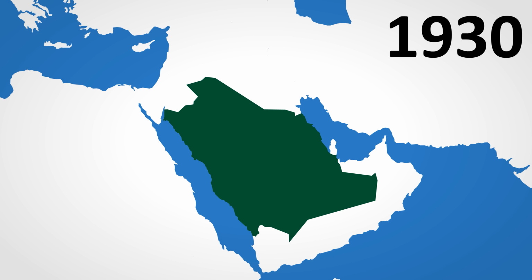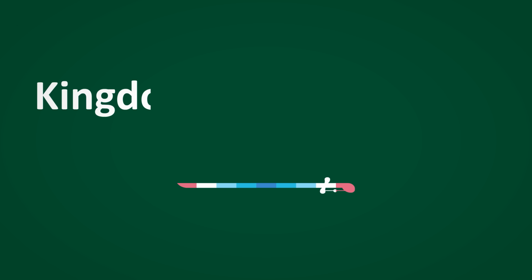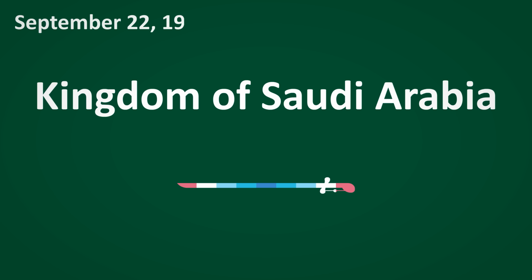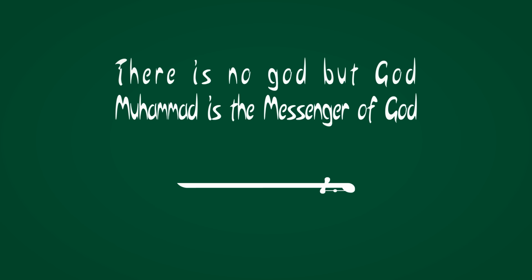When this consolidation period was over in 1932, the country finally settled on an identity and transitioned one last time. The Kingdom of Hejaz and Najd settled on the name Kingdom of Saudi Arabia on September 22 in 1932. By the way, if you've ever wondered what the text on the Saudi flag says, this is it. There is no God but God, Muhammad is the messenger of God, thereby emphasizing the Wahhabist legacy of Saudi Arabia. But this new kingdom faced a lot of problems.